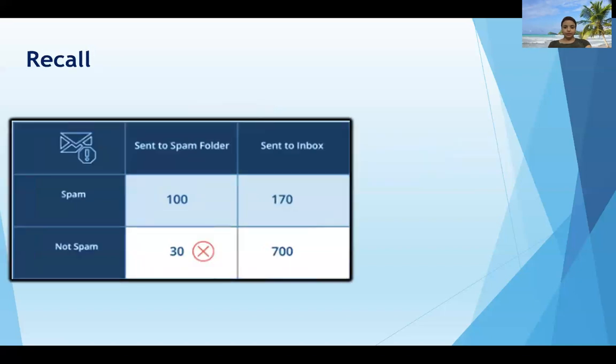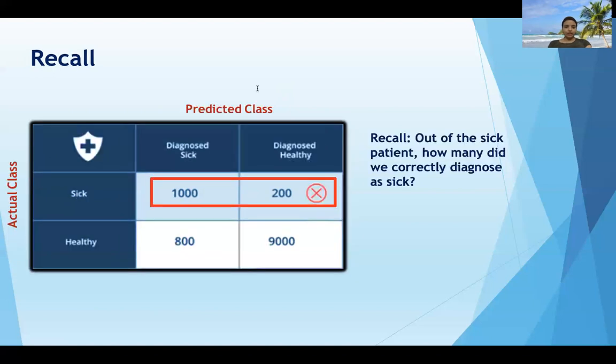So recall will be 1000 divided by 1200, which is 83.3%. Actually, I have not mentioned this recall statement in this PPT, so sorry for that. Compared to the previous metric, this model has a higher recall, that is 83.3%.